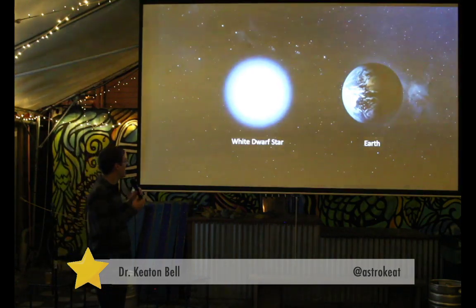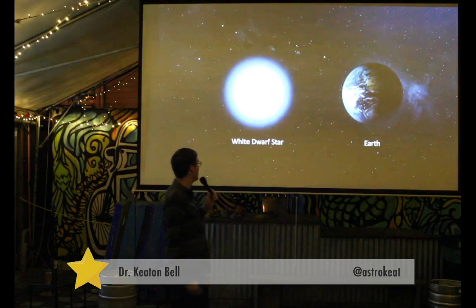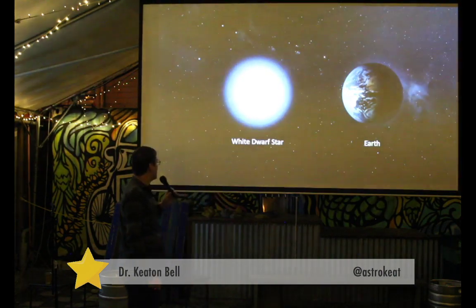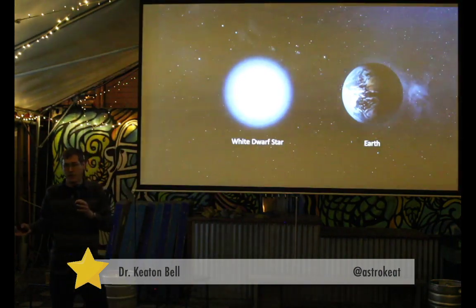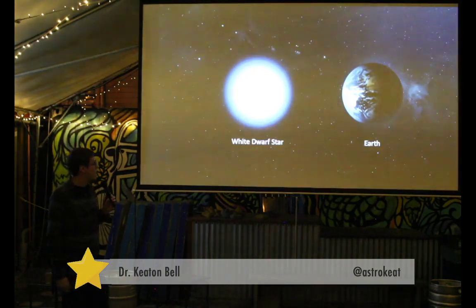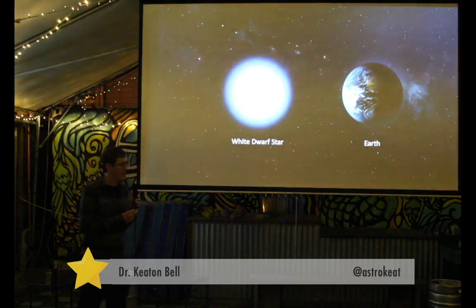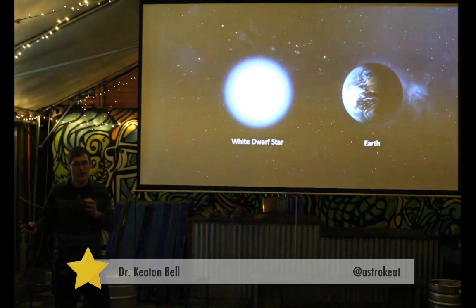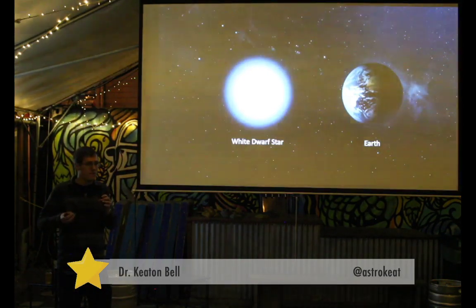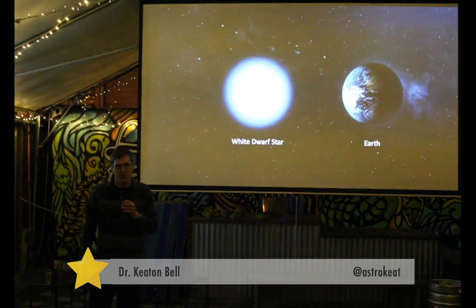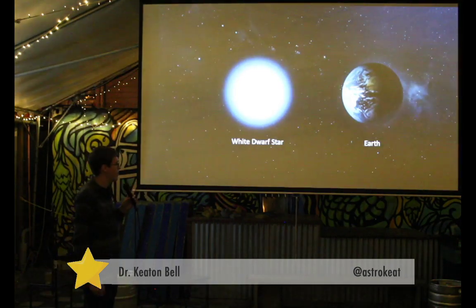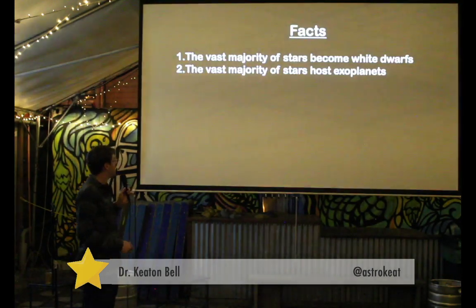So that's the story of what will happen, a rough cartoon of what the future holds for us and our planet. I'm interested in what the actual situation is for specifically the future of our solar system and the other types of planets that we know about. This is the general story that we have. There's a couple of facts for you.